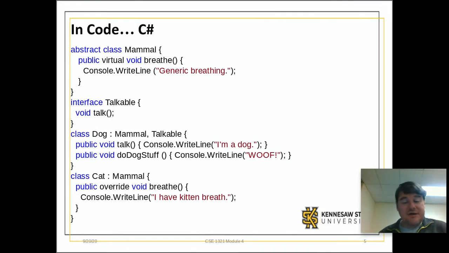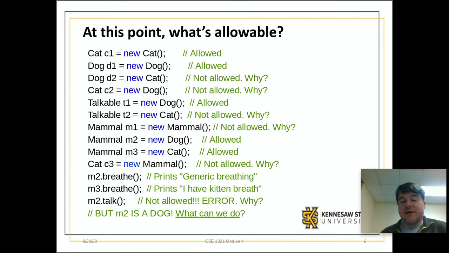So no matter what, you can always say object A equals new, and then any class that you ever make, because every class inherits from object. But only if it's within that chain. That's the only time you're allowed to do it. So mammal M gets new dog, perfectly fine. Mammal M3 gets new cat, perfectly fine.